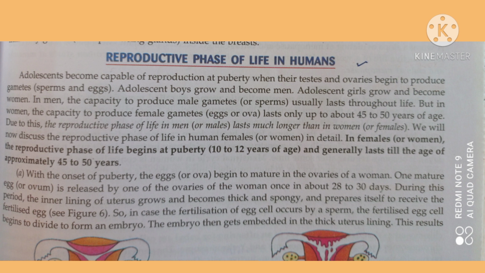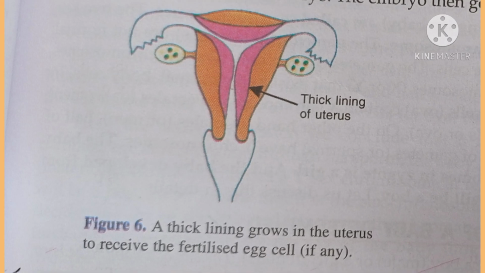With the onset of puberty, the eggs or ova begin to mature in the ovaries of a woman. One mature egg or ovum is released by one of the ovaries of the woman once in about 28 to 30 days. During this period, the inner lining of uterus grows and becomes thick and spongy.